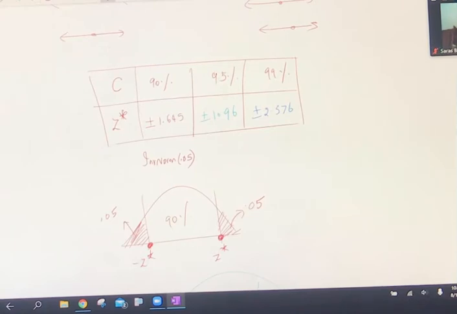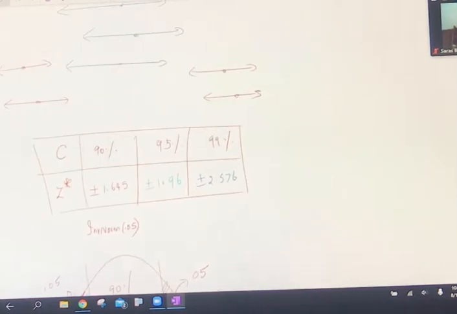Just in case, in your problem, if they have given the number as 98 percentage, you know how to get the Z star value? Because when I'm talking about the middle 98 percentage, you are left with 2 percentage, and that 2 percentage is going to be given to both ends.